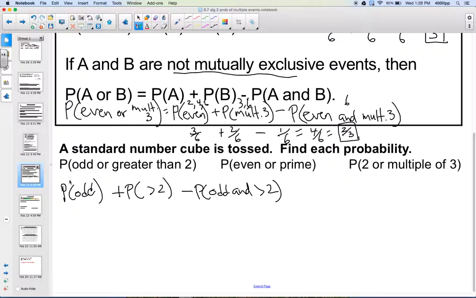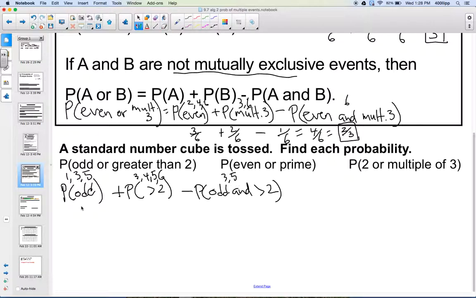Okay, so the probability that it's odd: the odd numbers on a number cube are 1, 3, and 5. The numbers greater than 2 are 3, 4, 5, and 6. When it's odd and greater than 2, that's going to be 3 and 5.